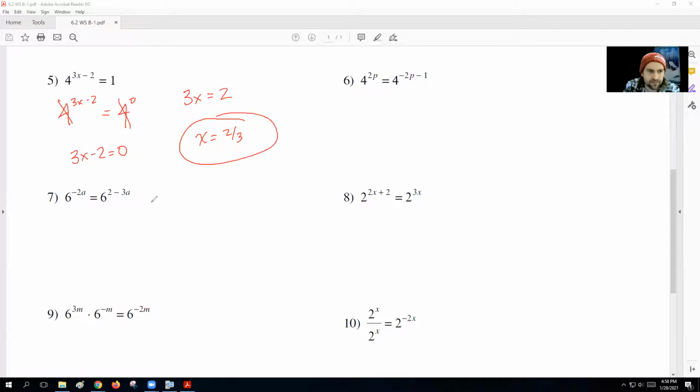Okay, moving on here. Next. All right, both of these actually have the same bases. So their bases cancel out, and we just got to do negative 2a equals 2 minus 3a. All right, since we have a's on both sides, we'll add the smaller one over. So we'll add 3a over to each side. Negative 2a plus 3a is 1a. Hey, that was easy. A would equal 2.